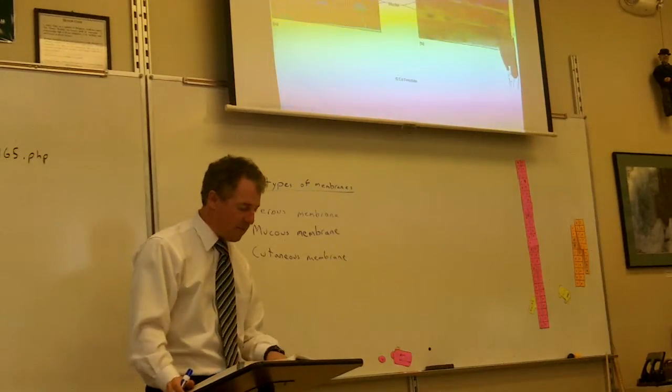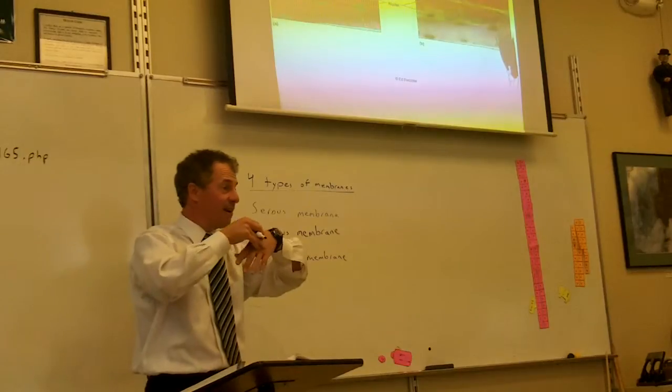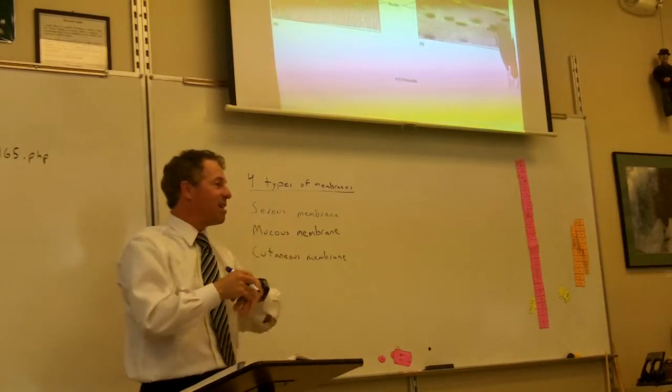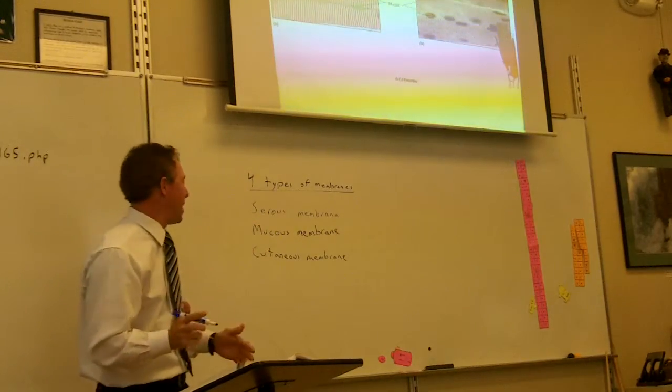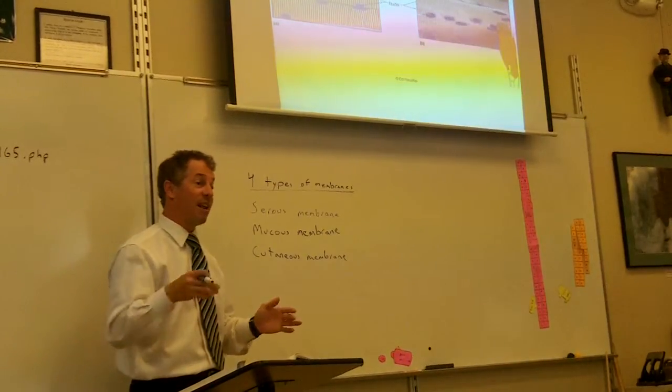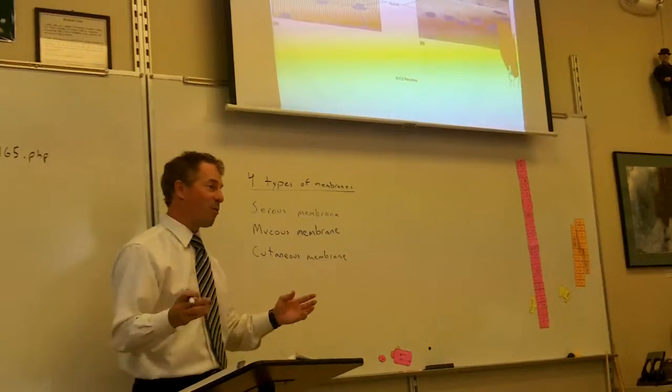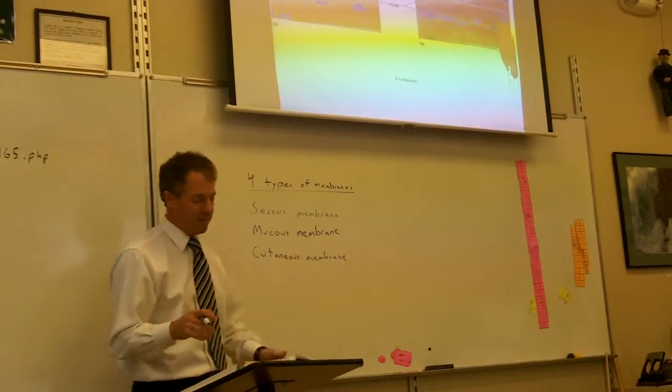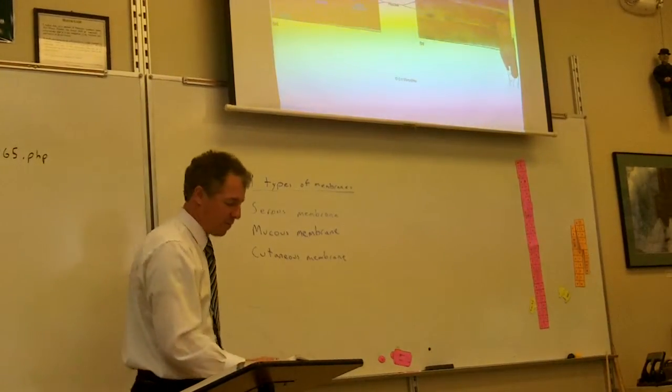And then the cutaneous membrane. The cutaneous membrane is your skin. It's on the outside. So the skin is also known as the cutaneous membrane. We have a whole chapter on skin. Next chapter. And we're going to spend 4 days talking about the skin and all that sort of stuff.